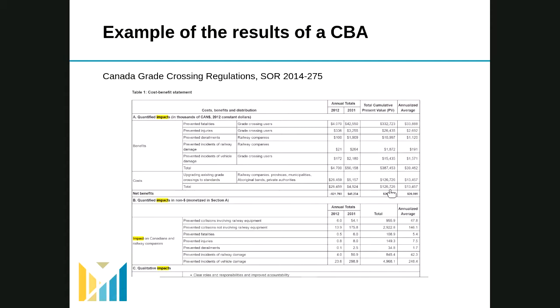For this regulation. So in addition, we see below that they have included the number of expected fatalities that this regulation will prevent. So they actually estimate that over the lifetime of the regulation, they'll prevent about 107 fatalities and 150 further injuries. So that's quite a significant bump in safety for Canada.